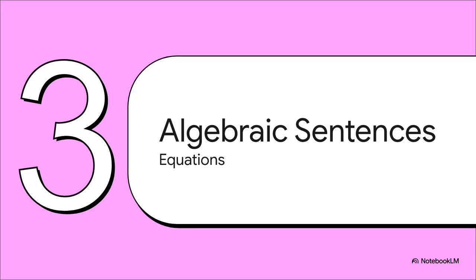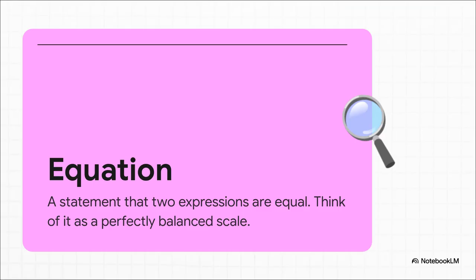All right, so we've got words, we've got phrases. You know what comes next, right? It's time to start writing full sentences. And in our new language of algebra, we call those equations. So an equation is where we finally get to use that equal sign. It's basically a statement that says two things are equal. It says the phrase on the left side is worth the exact same amount as the phrase on the right. The best way to picture it, think of a perfectly balanced scale.